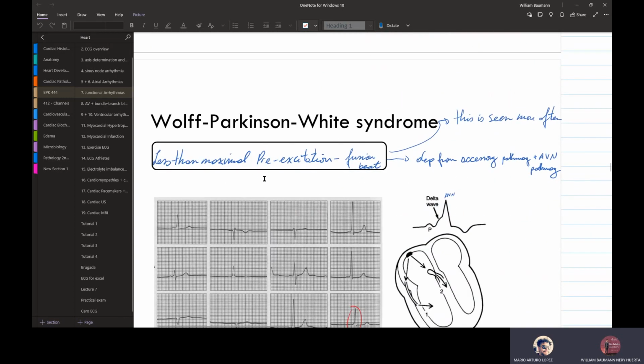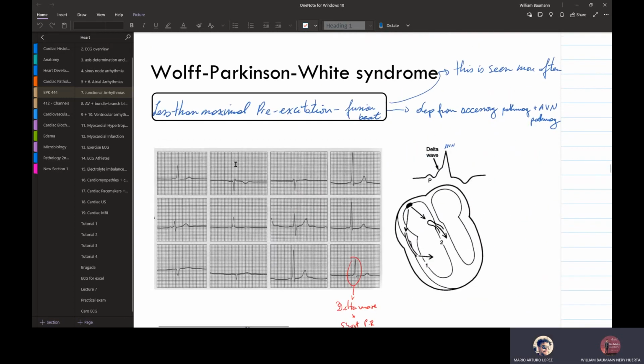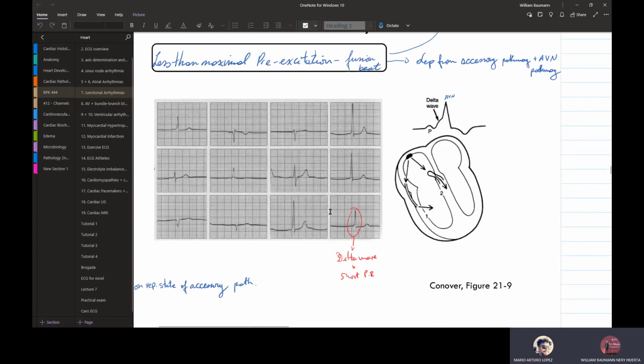So what if it's less than maximal pre-excitation? That's a fusion beat, and this is what is seen more often. The depolarization comes from the accessory pathway and the AV node. In this case, we see the delta wave right there. It's very tiny, but you see a little jump. This one is big. This one's nicer. They all have a little bump. No, I don't see it there. I do see it here.